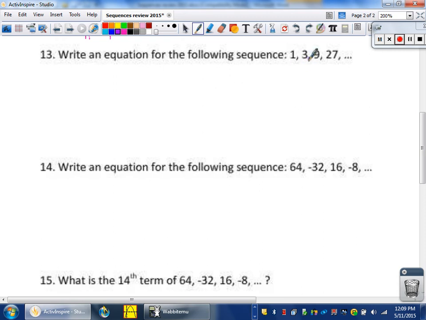Okay, this 1 to 3, 3 to 9, 9 to 27, this is a geometric sequence. So for geometric sequences, we need to have the first term, which is 1, and we need to find the ratio. So notice it's times 3, times 3, times 3, times 3, times 3. So the ratio is times 3. And if it's not so obvious, you can always divide the second term by the first term. That's always how we can find your ratio, by dividing the second term by the first term.